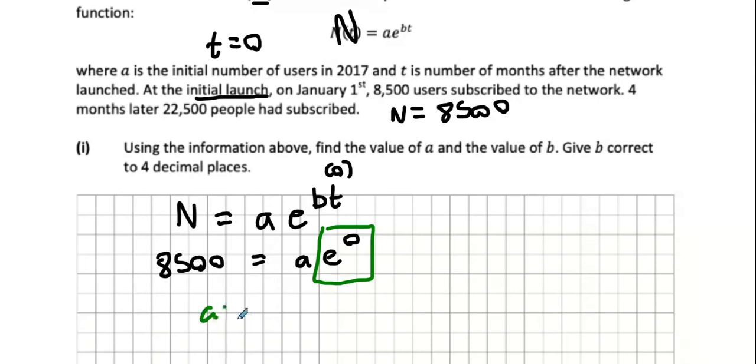Anything to the power of 0 is 1. And then we just get an A value of 8,500. And unfortunately, anybody who didn't get that initial part, it was very hard for me to give marks going forward. I tried where I could, but it was very difficult.